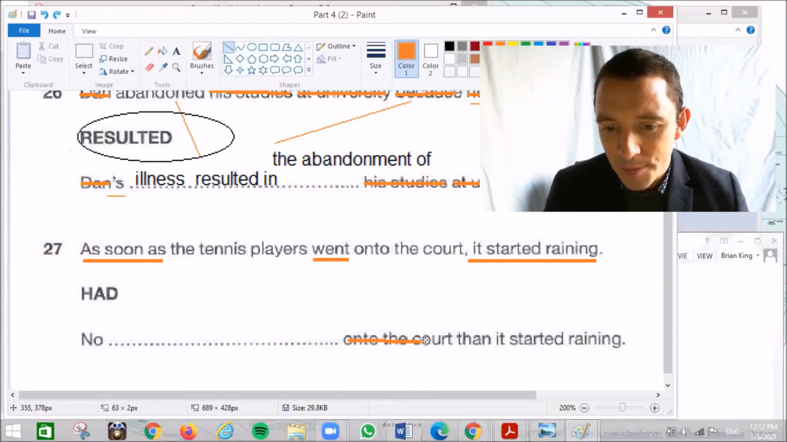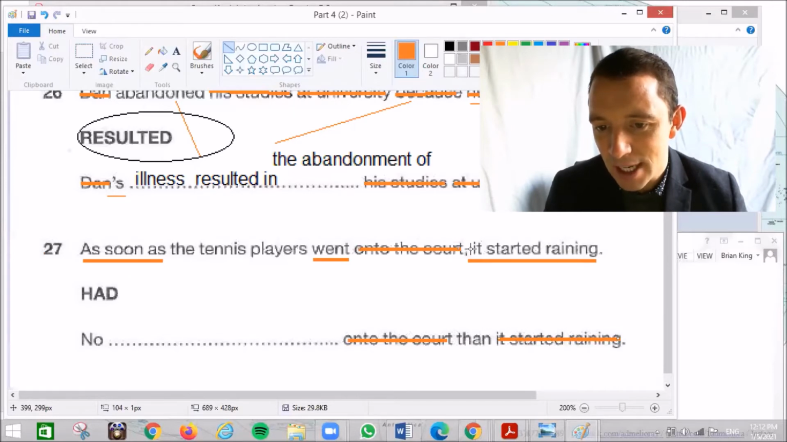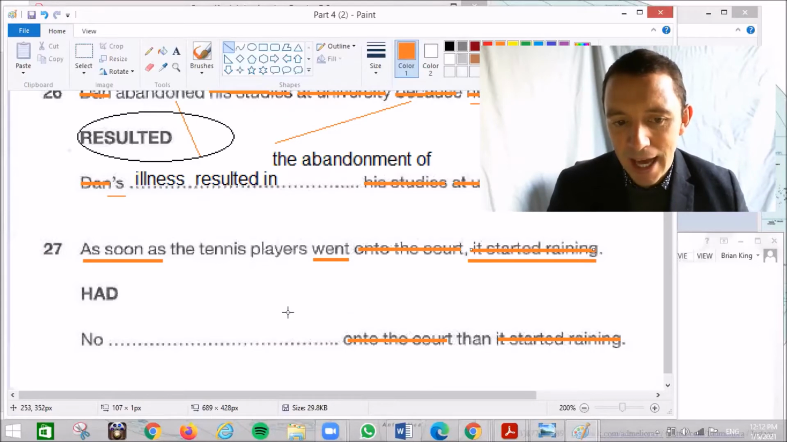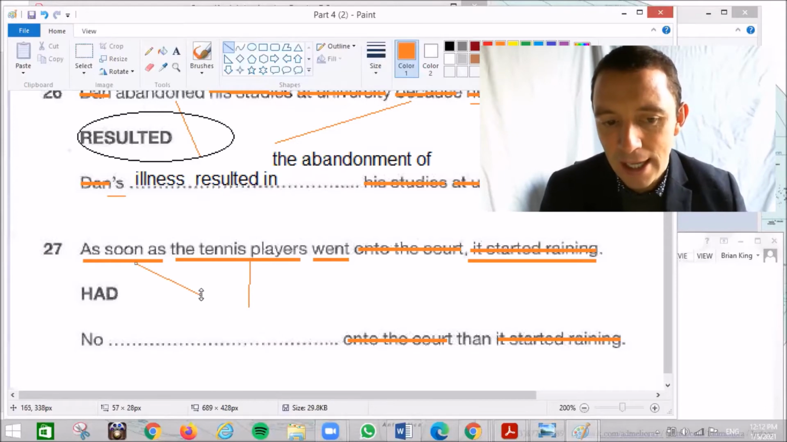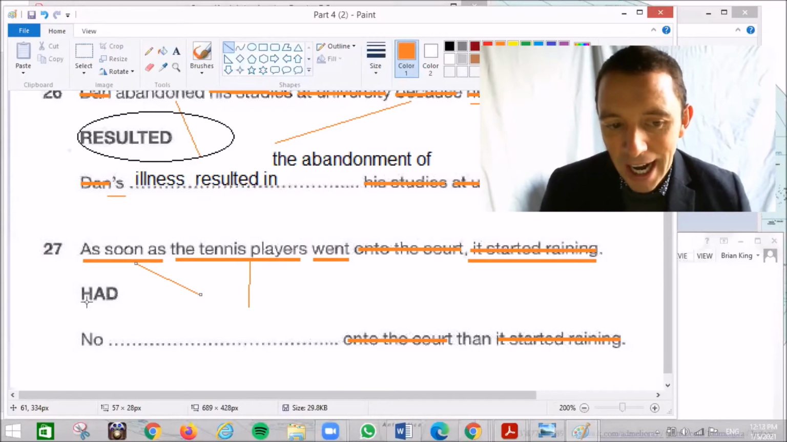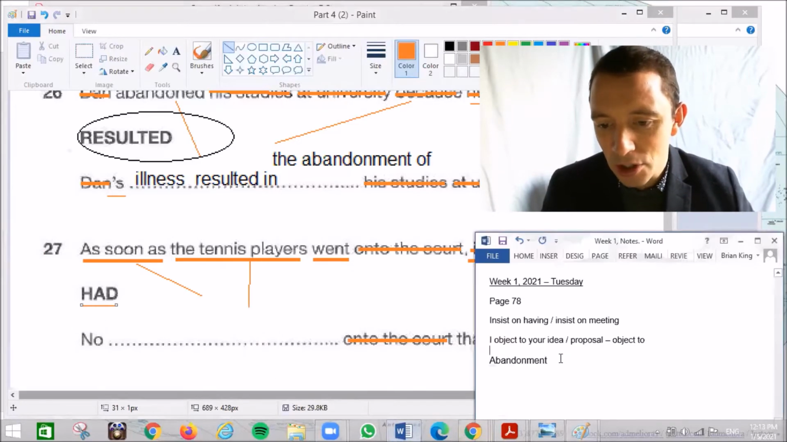So onto the court, we can eliminate. Okay, it started raining is exactly the same as the second sentence and the first sentence. We can eliminate and forget, almost forget about this. And now we have the tennis players. So we need to find the position for the tennis players in the second sentence. And we also need a substitution for as soon as. And we have this structure had, which is the verb tener in the past had. Okay. And there is a structure in English, and I'm going to show you here.